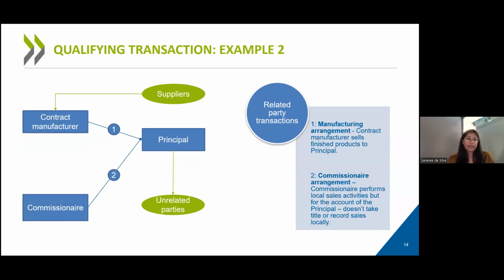If we can jump to the next slide. In this scenario, again, a somewhat similar fact pattern, but this instead shows how it would look in relation to commissionaire arrangements. As per the previous example, you have a contract manufacturer producing product for the principal, but in this scenario, it is the principal itself selling goods to the unrelated parties, and the commissionaire entity is performing local sales activity on behalf of the principal, but never actually takes title to the goods. Under the Amount B guidance, transaction 2 in this scenario between the commissionaire and principal can also be reliably priced using the Amount B approach.